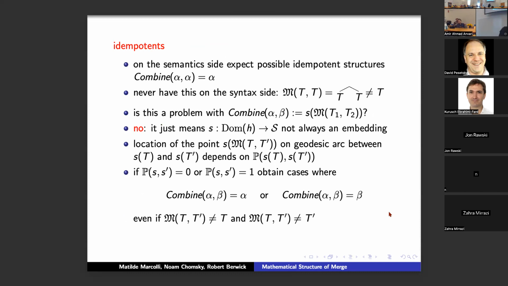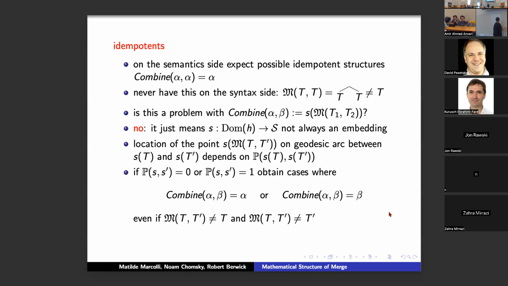Because on the syntactic side, this is the free magma, so you don't have any relation besides associativity, so you never have that any of these objects equals one of its parts, because this would be a relation in the magma. So you never have any relation like this. So in particular, on the side of syntax, you never have any idempotent structure. But on the side of semantics, sometimes you might want to have idempotent structure. This is not an issue in the sense that, when you're mapping this over, I was saying last time that you can do mappings in which this is going to give you an embedding of the tree inside your semantic space.